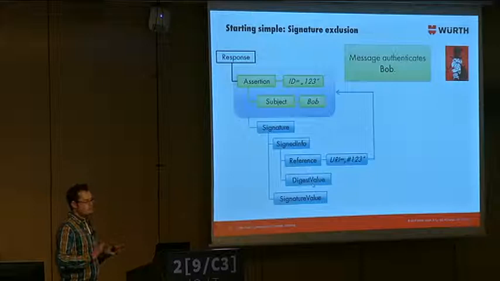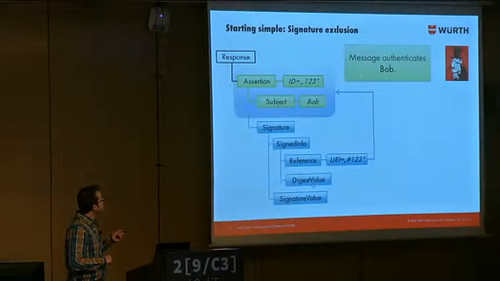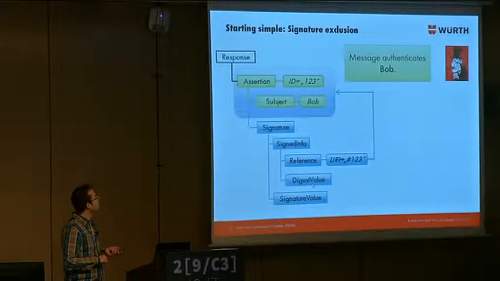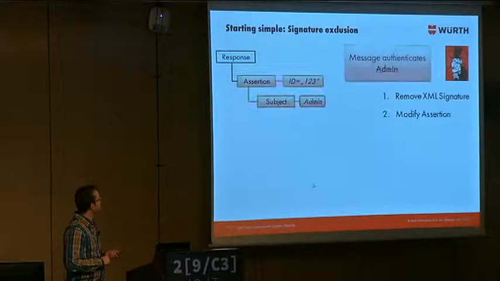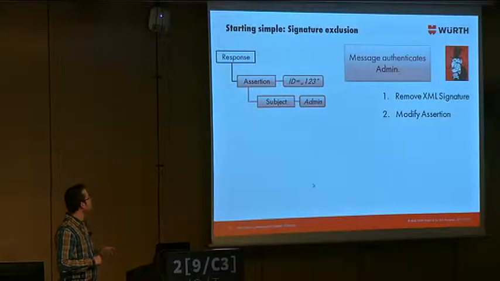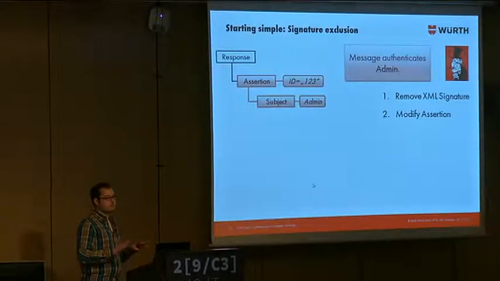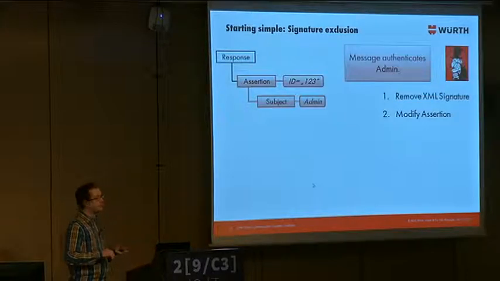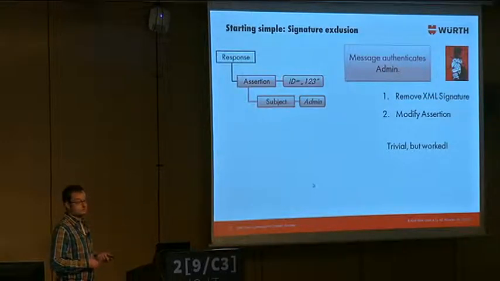So let's start really, really simple with a signature exclusion attack. This attack authenticates the user Bob, and the attacker has gained this assertion. First, he simply removes the signature element and then modifies the assertion. In our case, the subject gets modified from Bob to admin. This attack is really, really trivial, but we were really impressed that at least three of the tested service providers accepted such assertions.